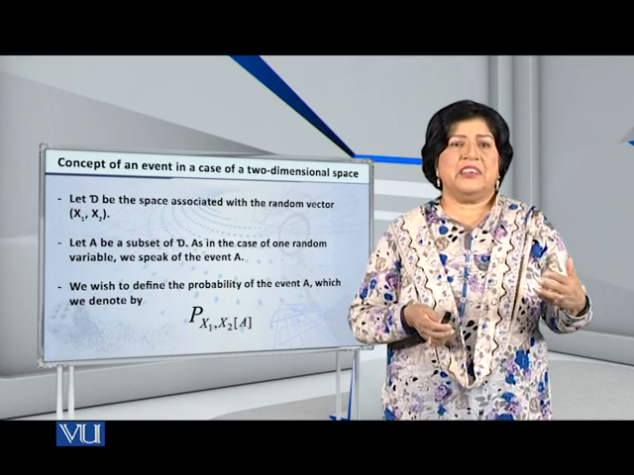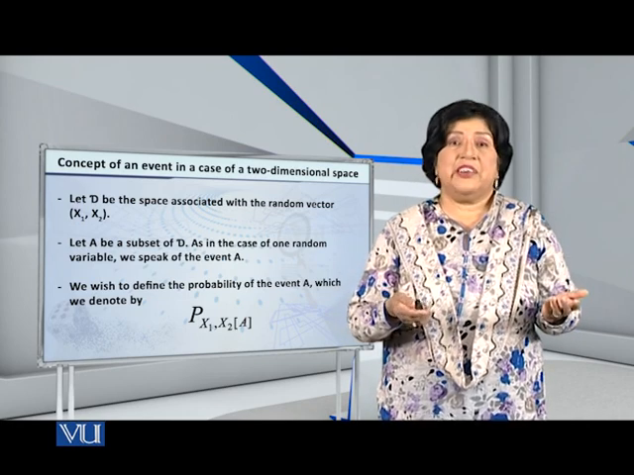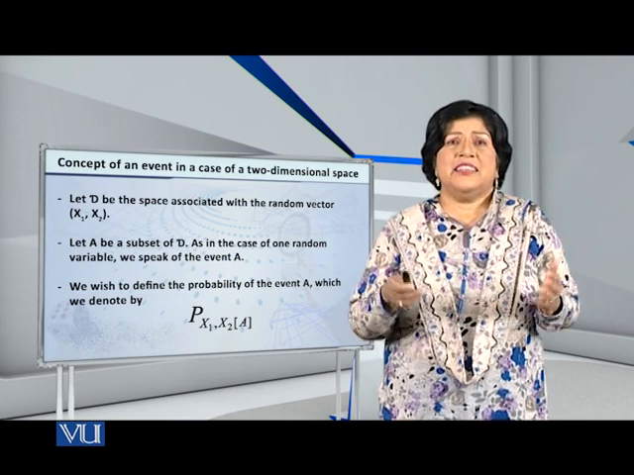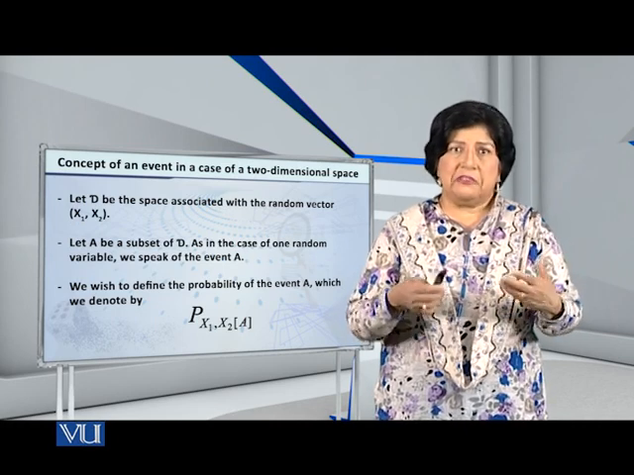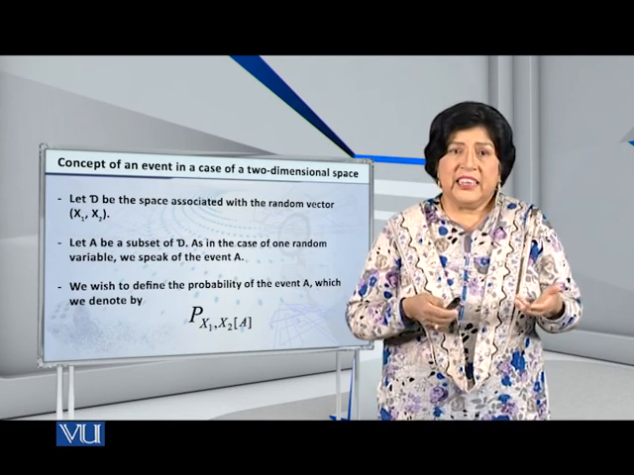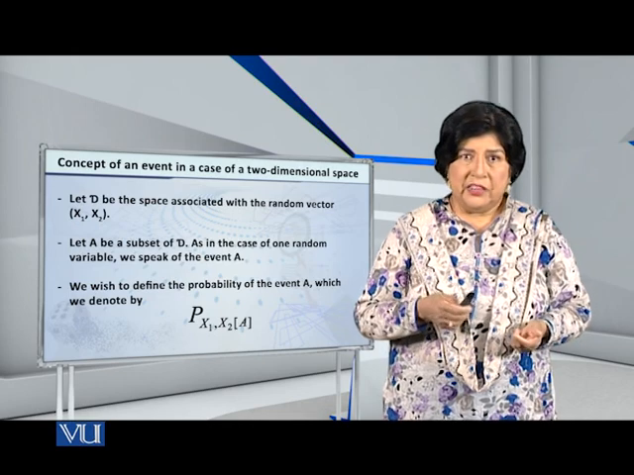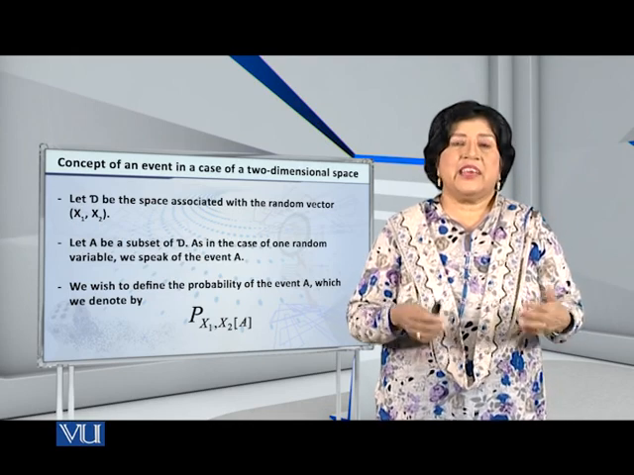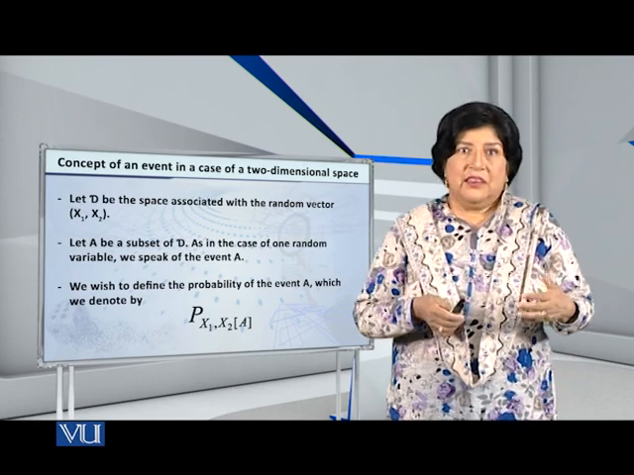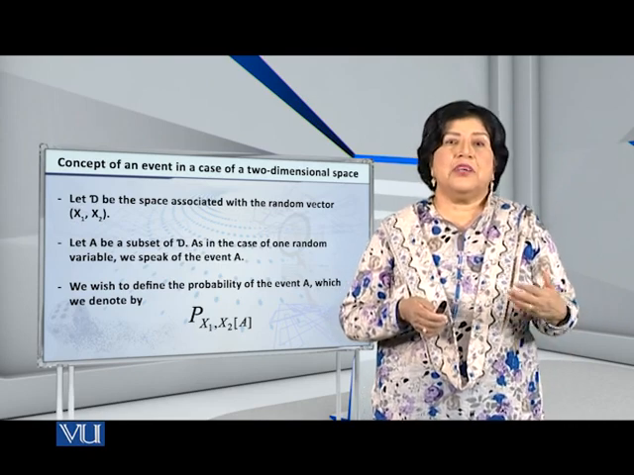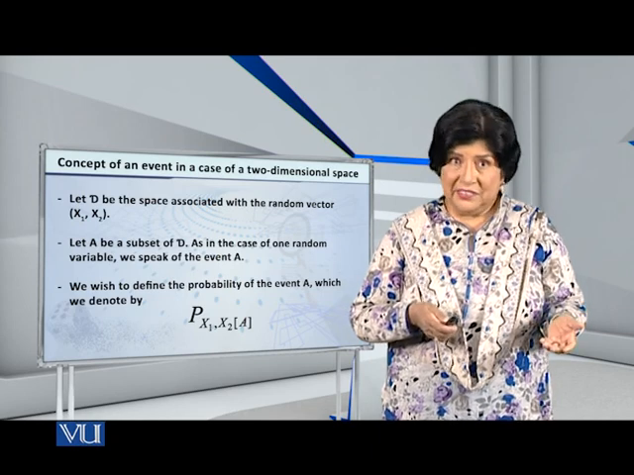And just as we have in the case of one single random variable, we know that in the case of a single random variable, an event is exactly this, that it is a subset of the sample space. So exactly in the same way here, if A is a subset of D consisting of ordered pairs, something comma something, or many such pairs, then we can say that A is an event in this two-dimensional space. And then, once we've done that, we can attempt to compute the probability of that particular event.